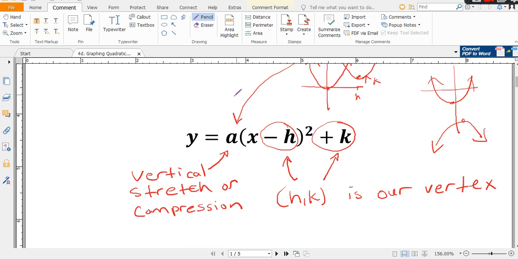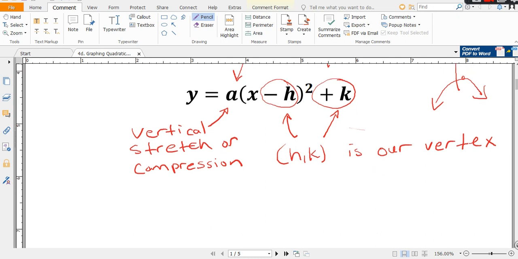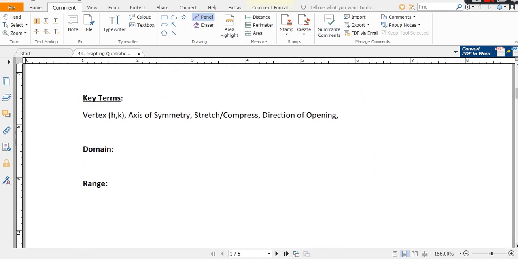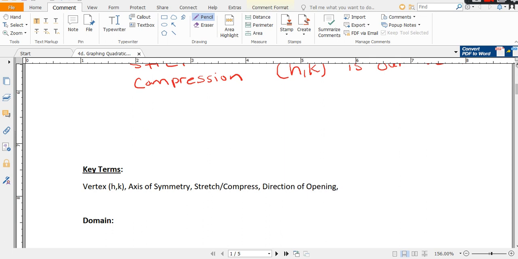Graphing with vertex form. A couple of terms here, sorry. Let me just scroll back up.